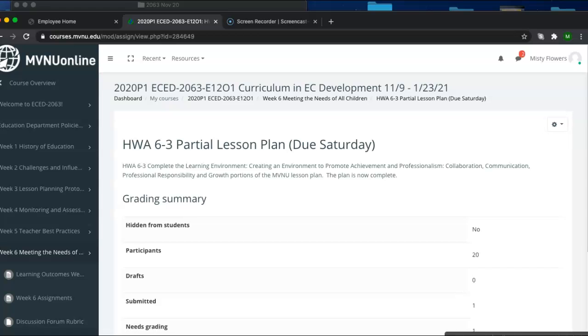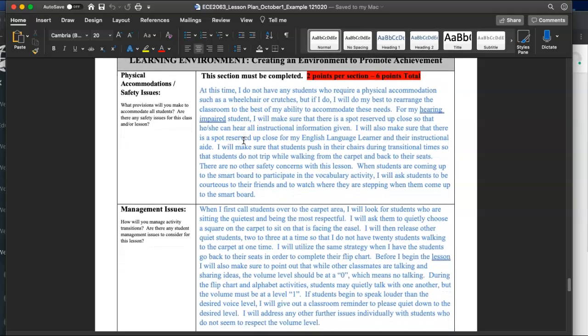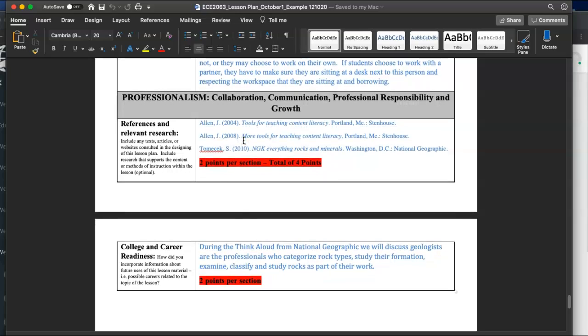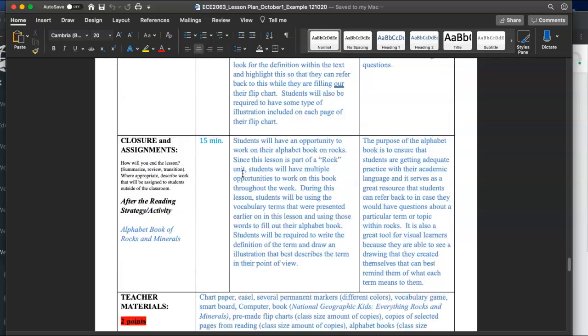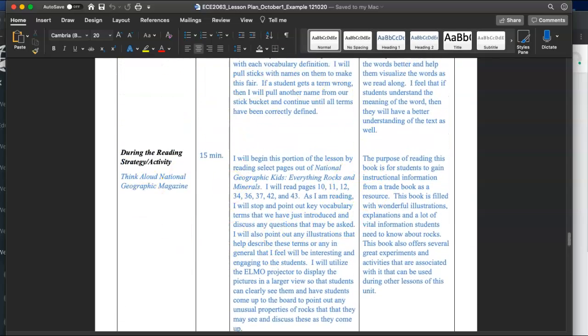You're completing the final sections of the lesson plan, which is the learning environment and the professionalism. Also, if you had to revise any of the previous sections, please make sure before you submit week 6 that you have the revised sections on this plan.